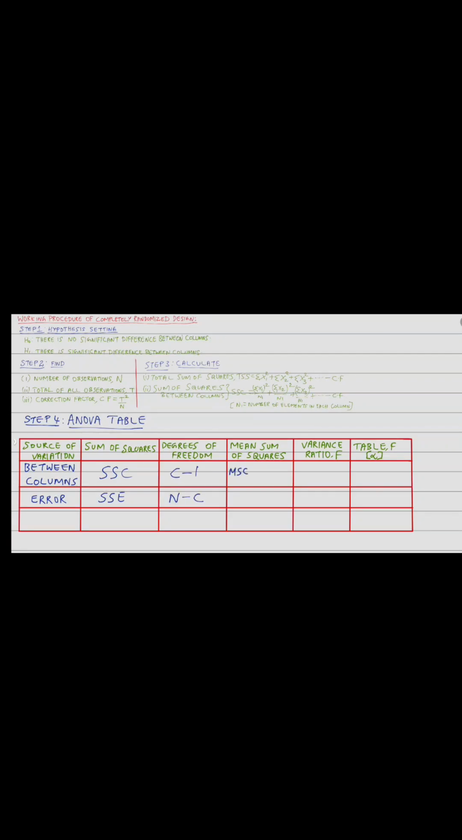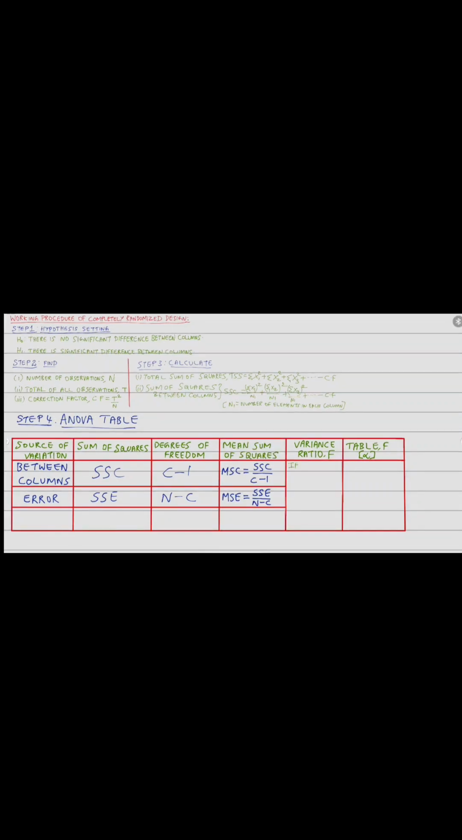The degrees of freedom allowed for columns and error are respectively C-1 and N-C. The mean sum of squares for columns is SSC divided by C minus 1, and the mean sum of squares for error is SSE divided by N minus C. The variance ratio F should always be greater than 1.